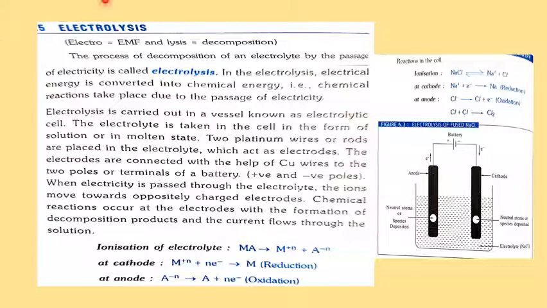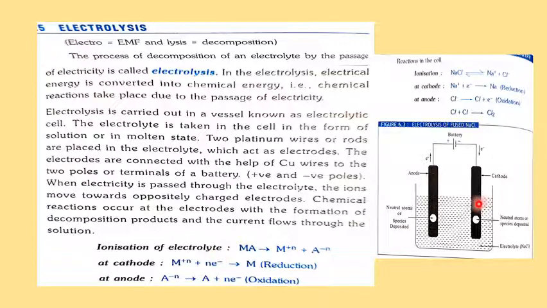Listen, if we take a general electrolyte, so first, what is electrolysis? The process of decomposition of an electrolyte by the passage of electricity is called electrolysis. In electrolysis, electrical energy is converted to chemical energy. That means chemical reactions take place due to the passage of electricity.